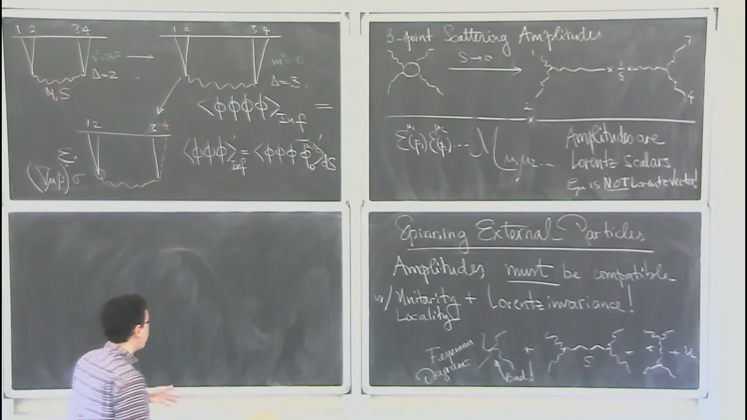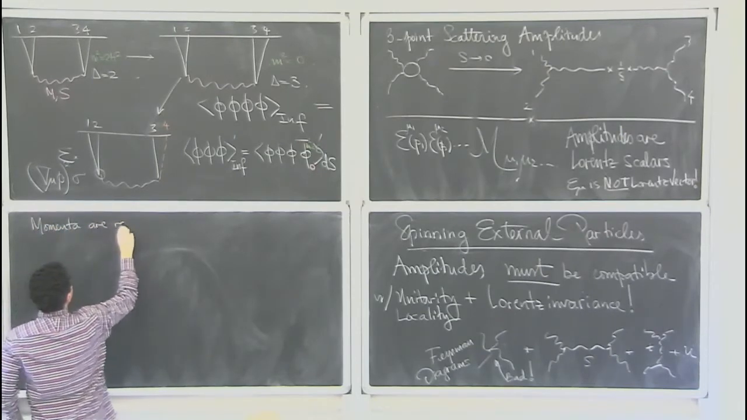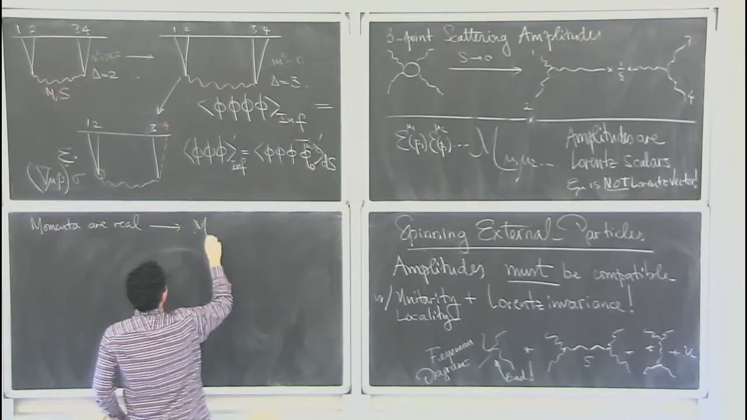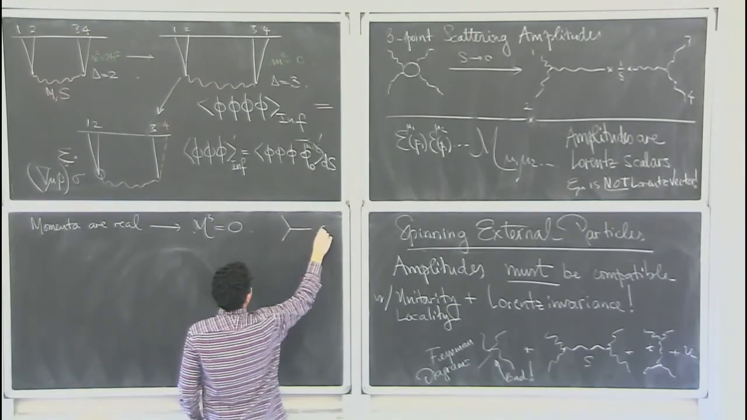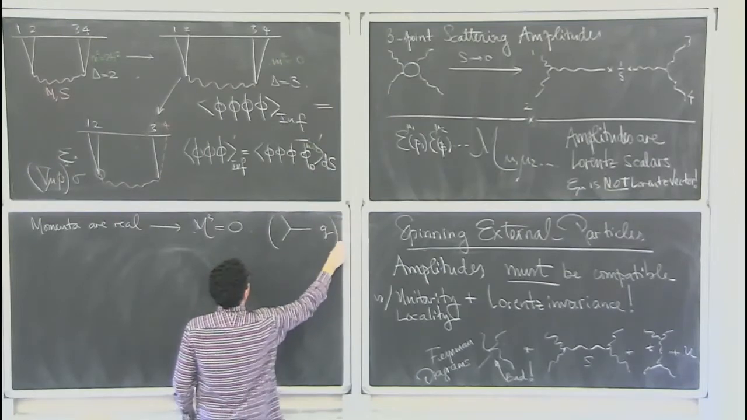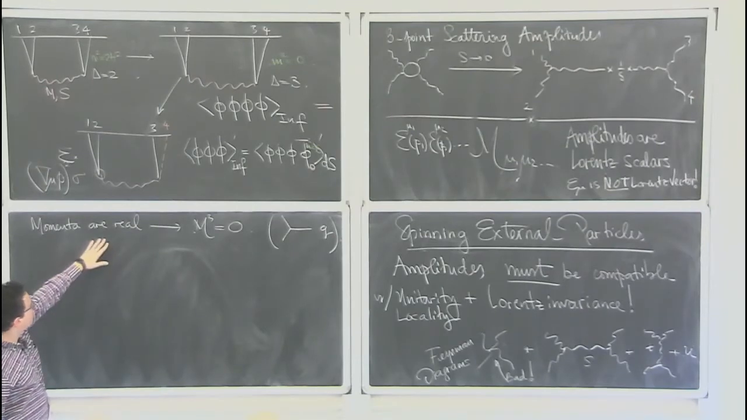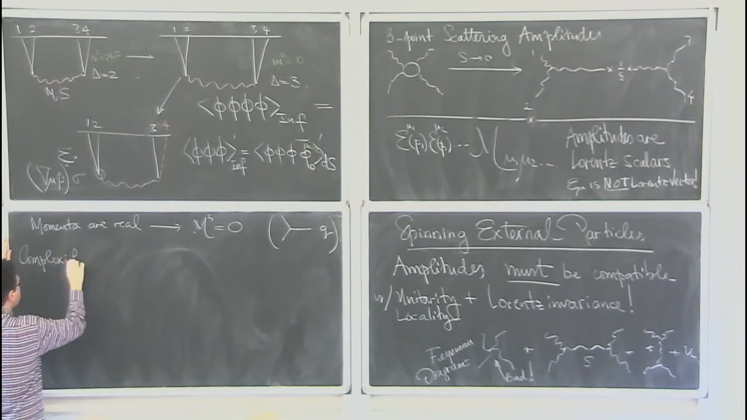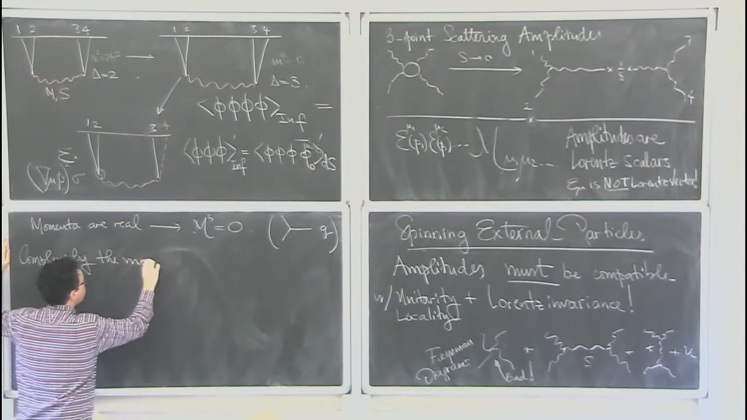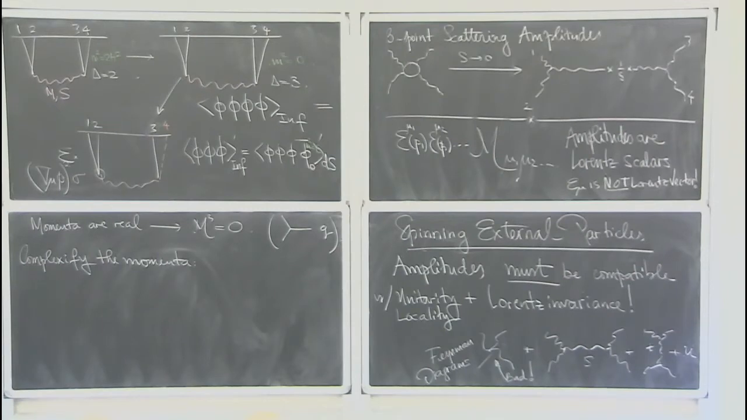So if your momenta are real, then the scattering amplitudes are actually zero. If there are spinning particles, of course; for scalars you can write a G, but this is the only counterexample. But if you have spinning particles with real momenta, the 3-point scattering amplitude is zero. So the solution to get something non-zero is to complexify the momenta, and then you get something interesting.